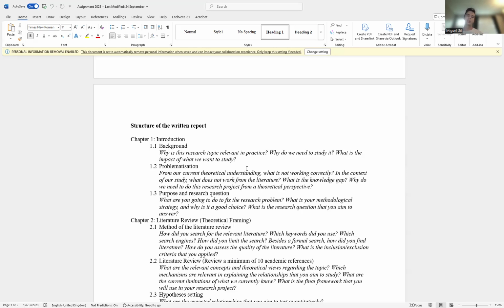And finally, 1.3, which I also think is easy, is about writing the purpose of your study. So explain what you are going to do in this project, in this assignment. Explain how you are going to address that research problem. What is the methodological strategy, which is going to be a mixed methodology, because you are going to do qualitative and quantitative. And finally, finish with the research questions.